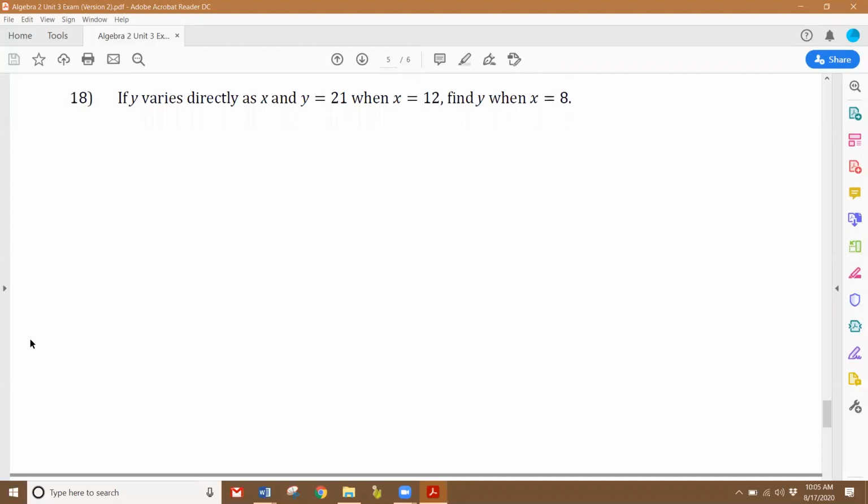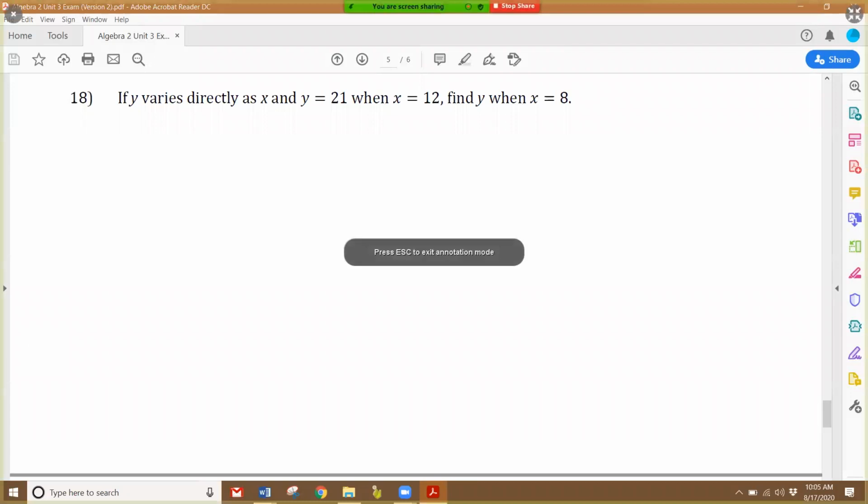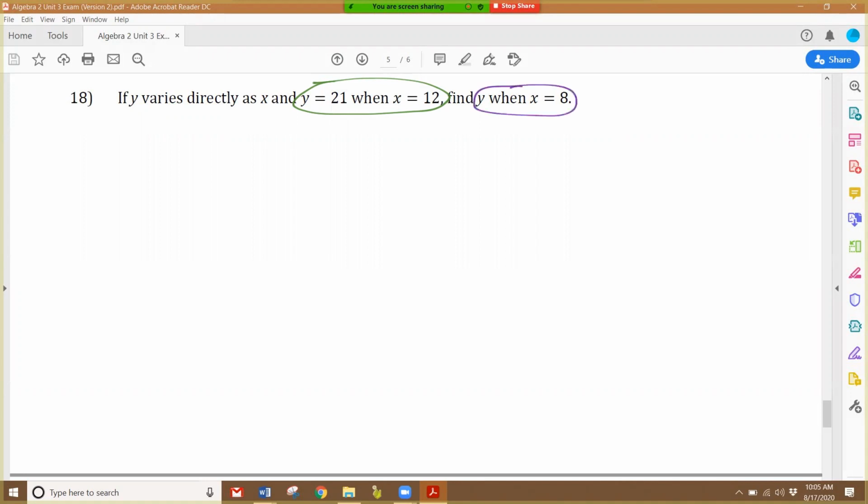Now we're getting into direct and joint variation. These are our proportion problems. If y varies directly as x and y equals 21 when x equals 12, those two get paired together. X is 12 when y is 21, those get stuck together. Find y when x equals 8. We're finding y when x equals 8.